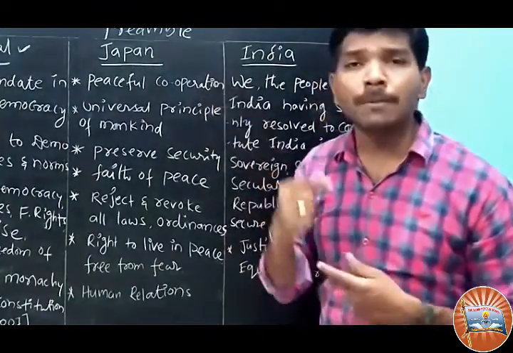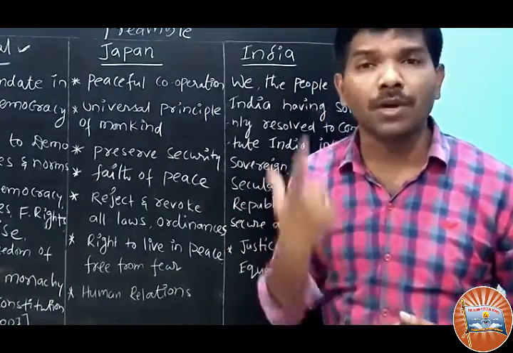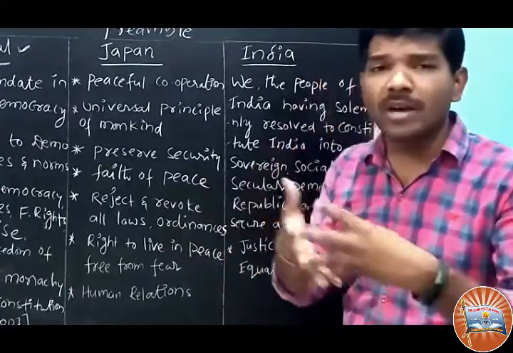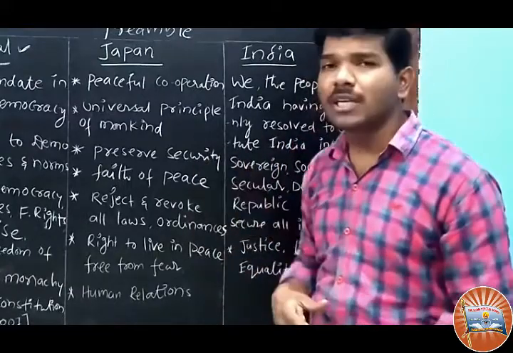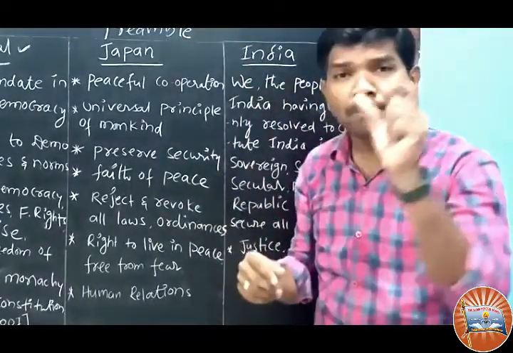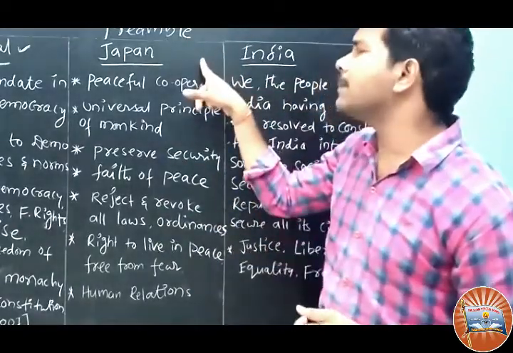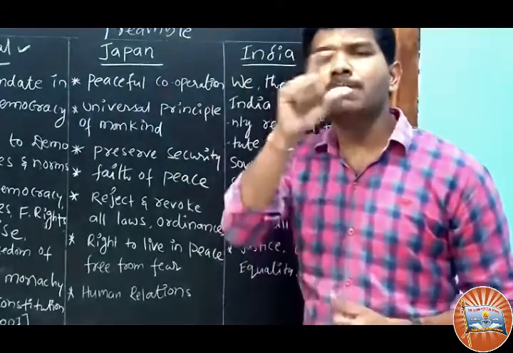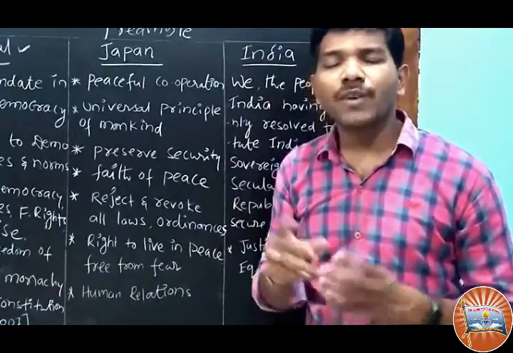Before that, all the people of Japan lived in fear. They didn't have peace. They didn't have peaceful coexistence. There was no security. There was no peace. So they adopted peace. You read the Japan preamble everywhere: human relationship, peaceful coexistence, peace, social security, free from fear.